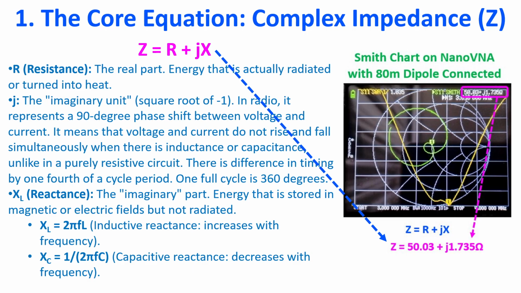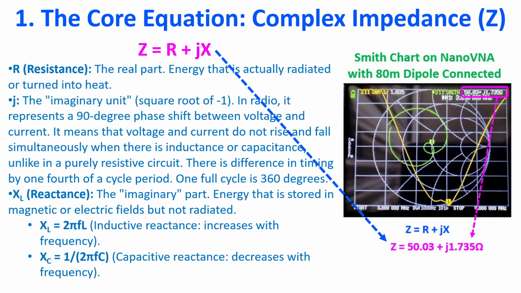J is the imaginary unit, square root of -1, as already mentioned. In radio, it represents a 90-degree phase shift between voltage and current. It means that voltage and current do not rise and fall simultaneously when there is inductance or capacitance, unlike in a purely resistive circuit. There is a difference in timing by 1/4 of a cycle period. One full cycle is 360 degrees. So 90 degrees means quarter.